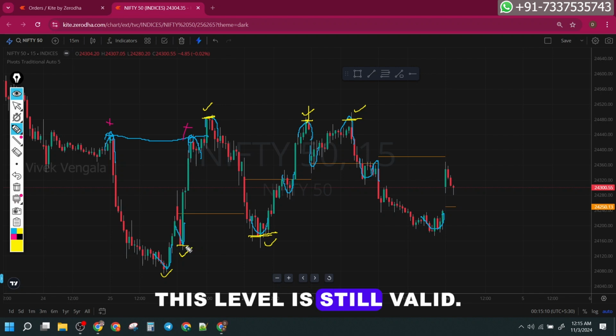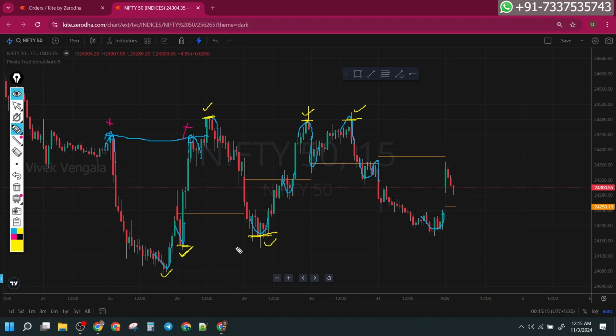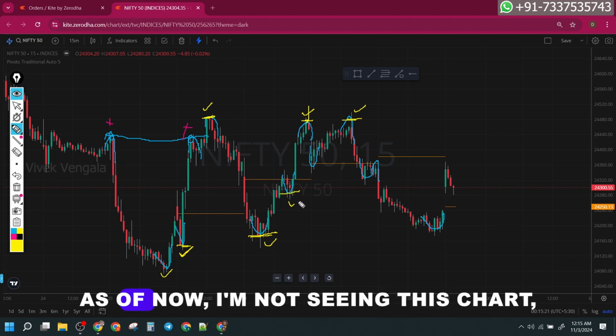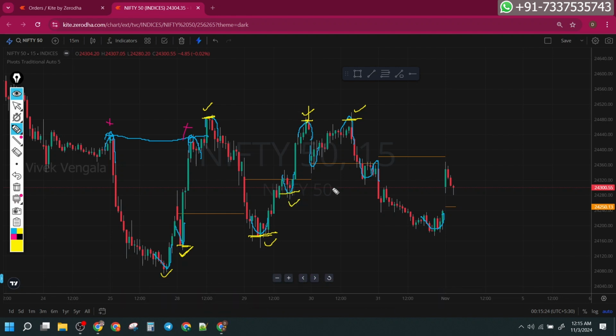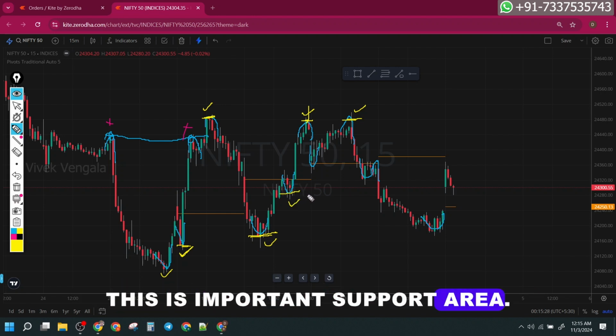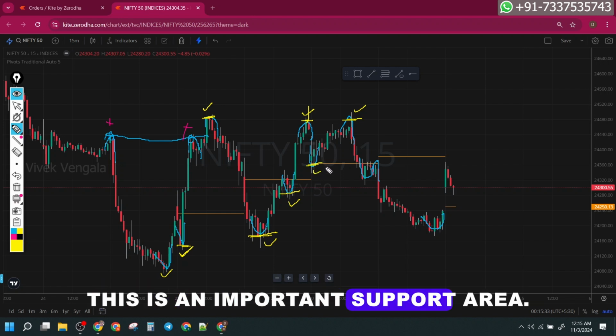This level is still valid even after this price action. This level is still valid, and this is also an important support area. As of now, I am not seeing this side chart. As soon as it formed, this is an important support area, and as soon as this level is formed, this is an important support area.